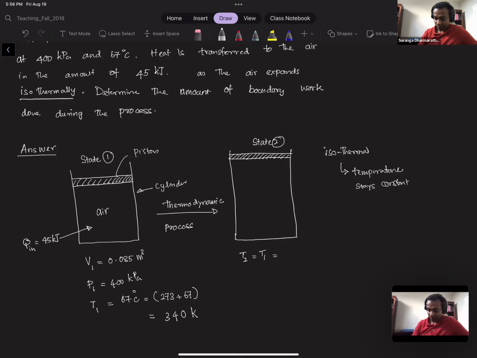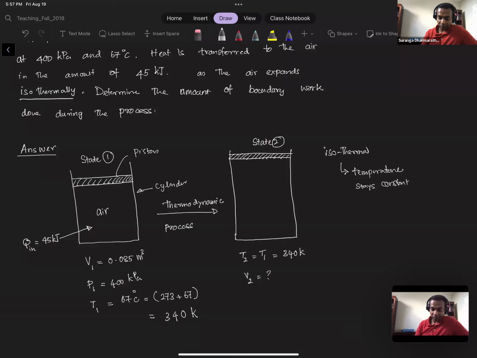So it's 340 K during the isothermal process. And now volume has been changed. So V2, we don't know what V2 is. And what do you think about the pressure? Now this is an isothermal expansion, and we need to think about how the piston and cylinder work when air expands.